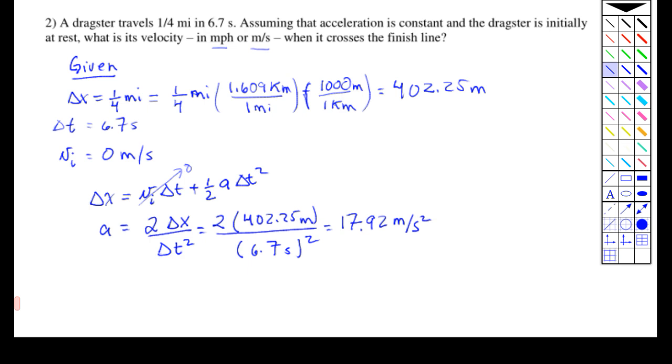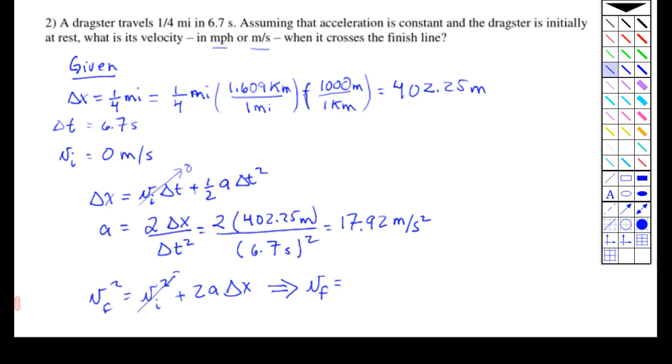Okay, now that we have the acceleration, we can use another equation we have for motion with constant acceleration, and that's the following: v final squared is equal to v initial squared plus 2 times our acceleration times the distance traveled. So from here we can solve for the final velocity.